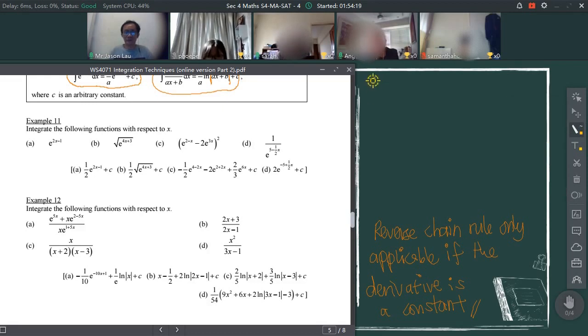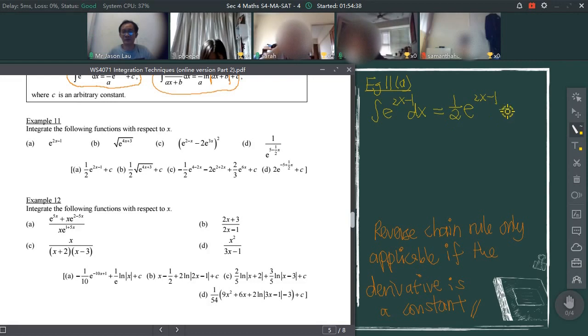First one, 11a. Integrate e to the 2x minus 1 dx. So very simple. We just copy back the term, differentiate 2x minus 1, and then put 1 over it. Almost like just copying the same thing. 11b. Integrate square root of e to the 4x plus 3.